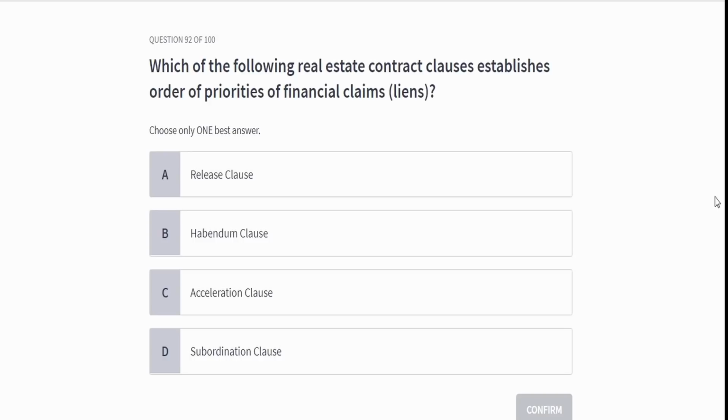Okay, 92. Which of the following real estate contract clauses establish orders of priorities of financial claims, liens? 4 options: A, the release clause, B, habendum clause, C, acceleration clause, or D, the subordination clause. So I'm going to give you guys an opportunity to think that one over and come up with your answer.